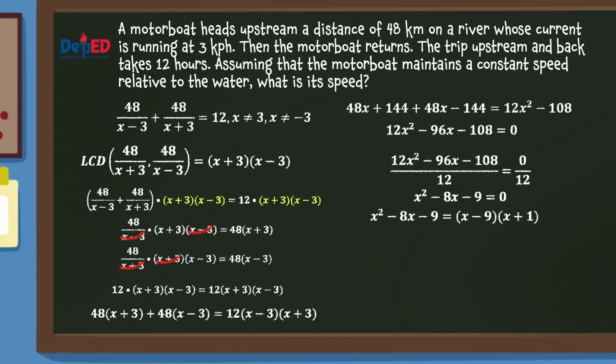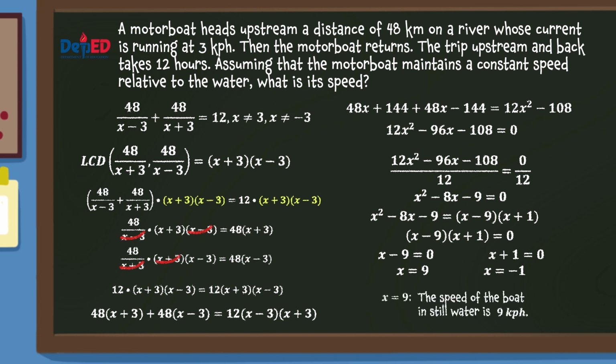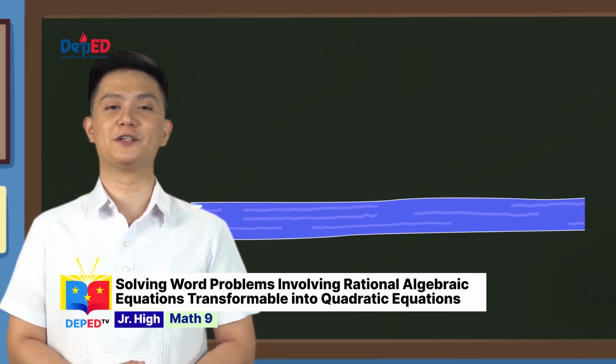x squared minus 8x minus 9 is equal to the product of the binomials x minus 9 and x plus 1. Hence, we have the equation binomial x minus 9 times binomial x plus 1 equals 0. Equating each factor to 0, we should get that the values of x are 9 and negative 1. Recall that we let x be the speed of the motorboat in still water that is expressed in kph, or kilometers per hour. x must not be negative, therefore, x is equal to 9. The speed of the motorboat in still water is 9 kph. Problem solved!